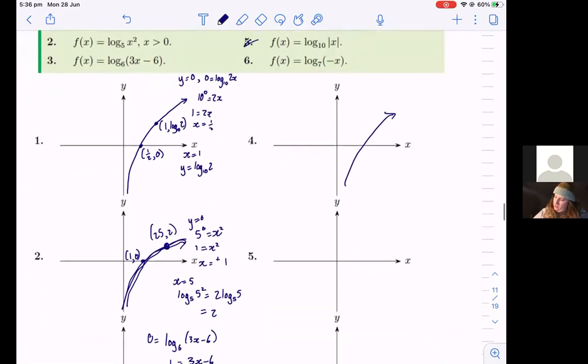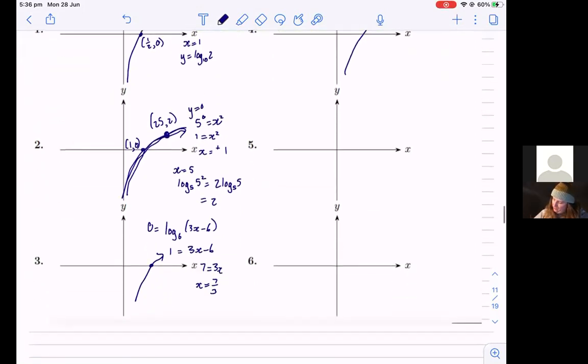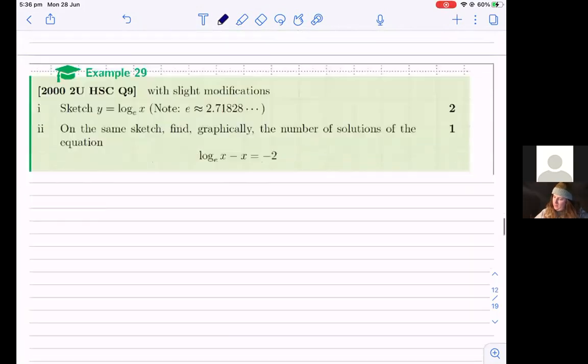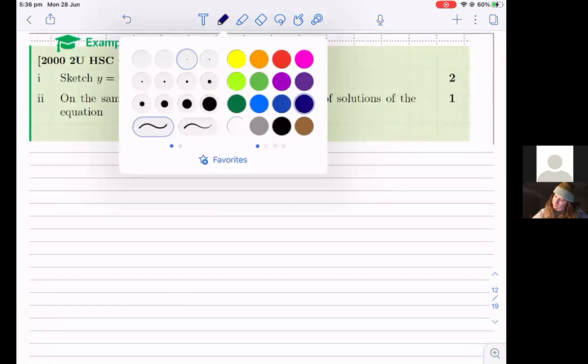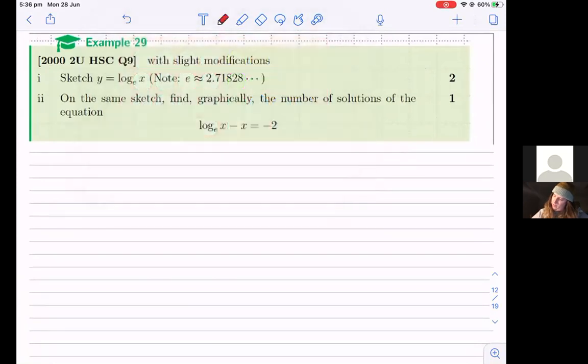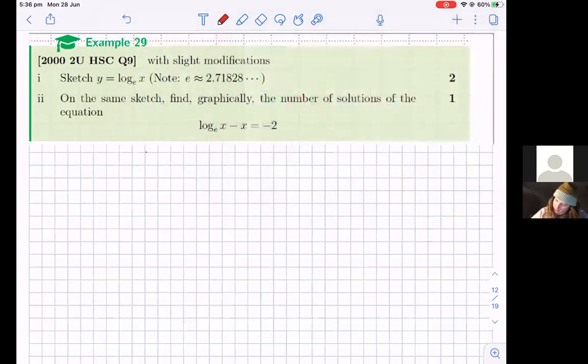This one's not in the scope of the course. Log base 7 of negative x. This time it's just going to kind of go like that instead of that. Okay. When we're sketching e to the x, it's really similar as anything else to the x.